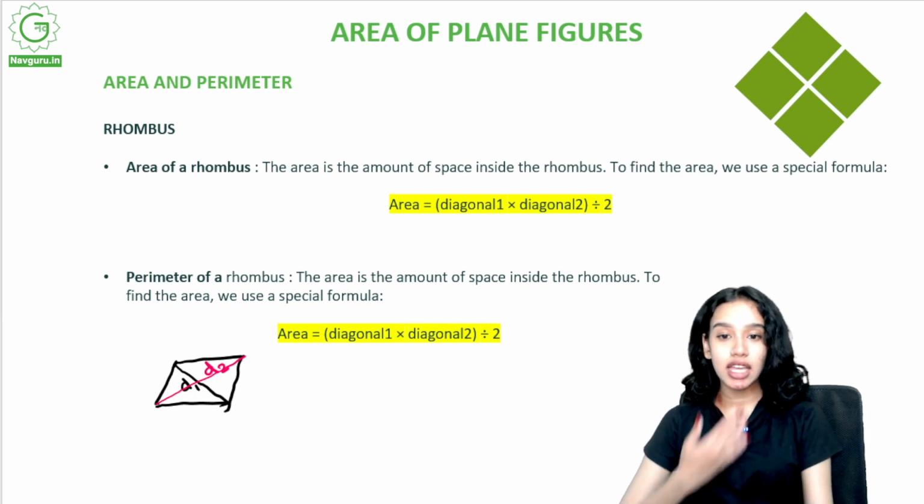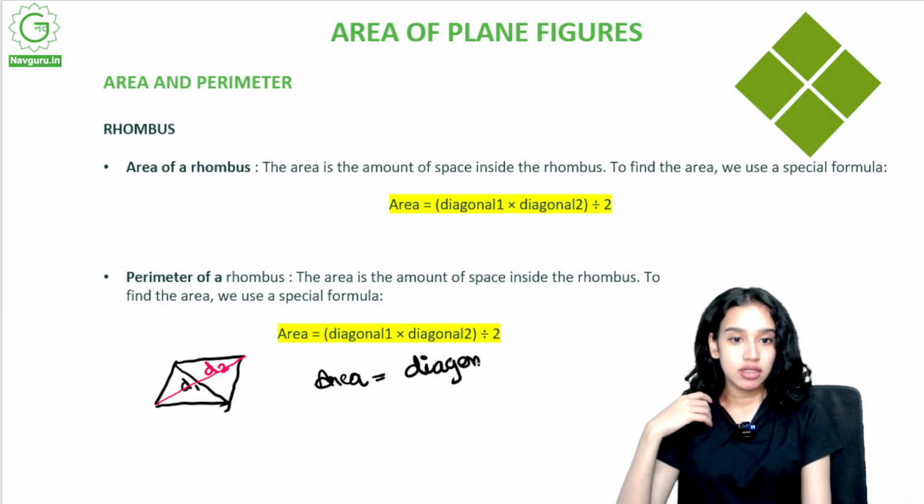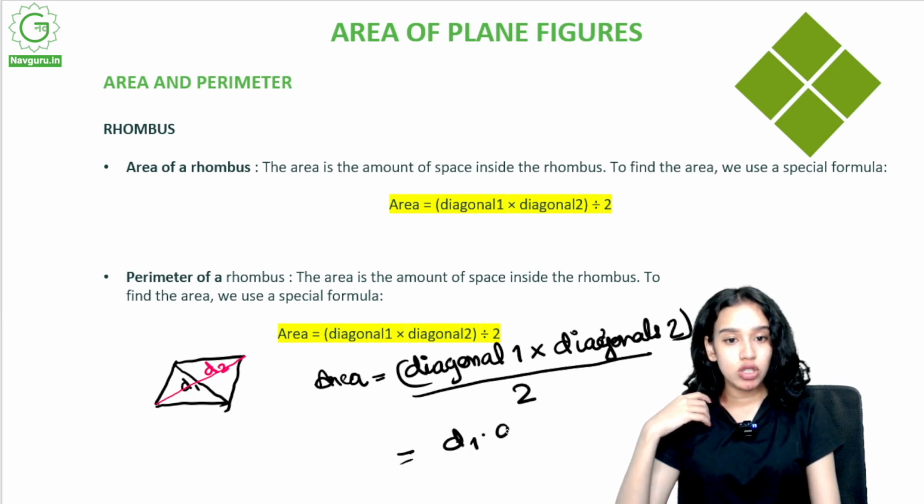Now, what is the area of a rhombus? Area is equal to diagonal 1 into diagonal 2. We take the length of both diagonals and multiply them with each other and then divide the whole thing by 2. We could also write it as d1 into d2 by 2 or half into d1 d2, right?